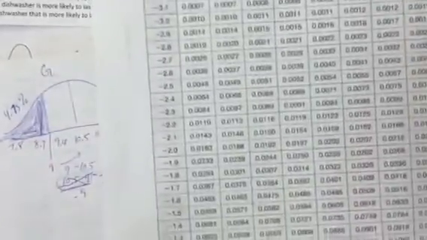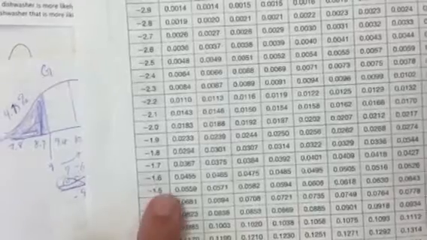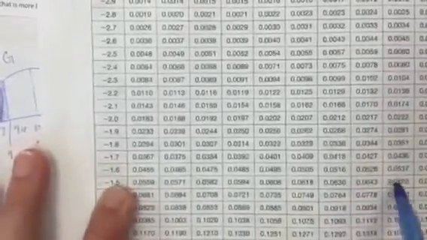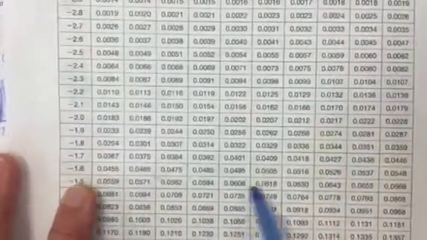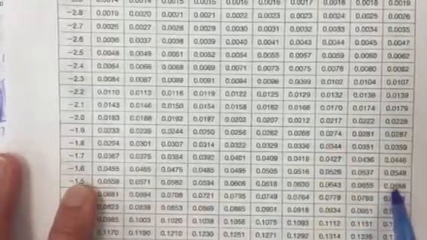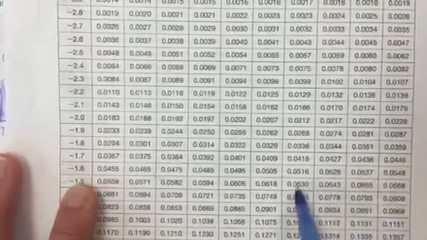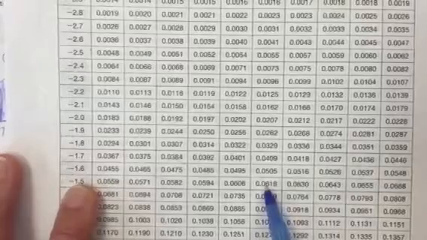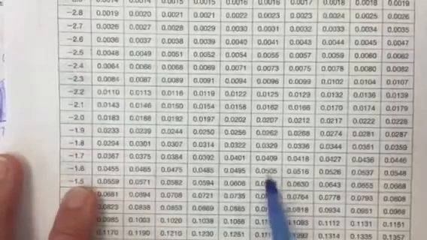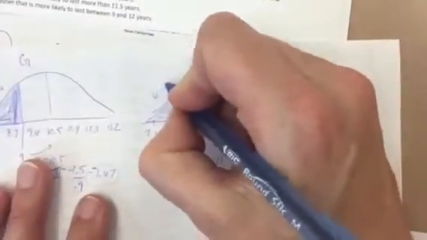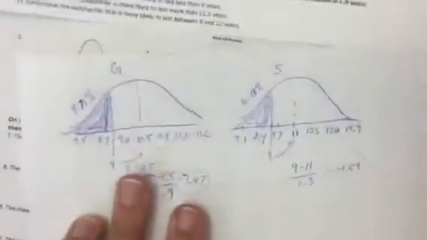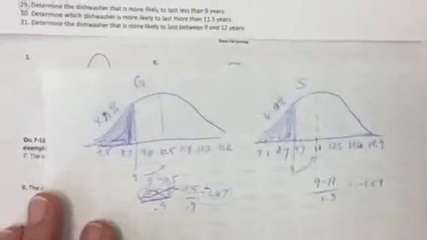Now I go to my chart, negative 1.5. Now remember, we're counting backwards from over here, right? We start with the 0 over here, negative 1.5, 0, 1, 2, 3, 4. So here, 6.18. So 6.18% fall below 9 here.